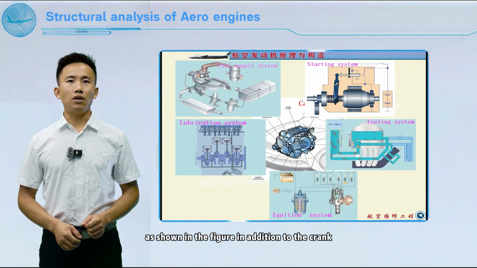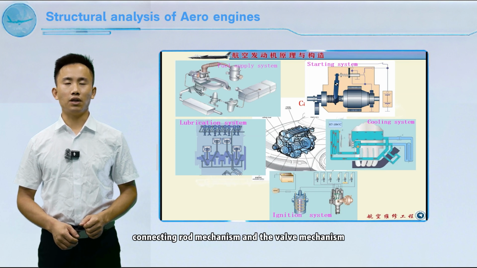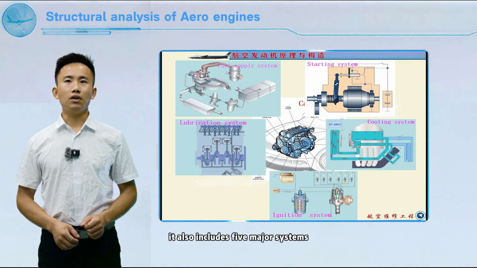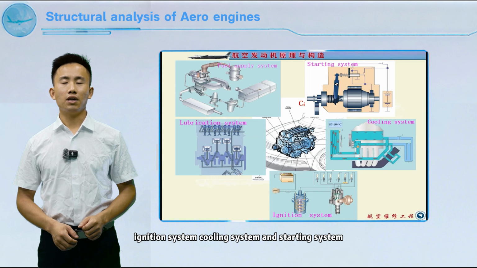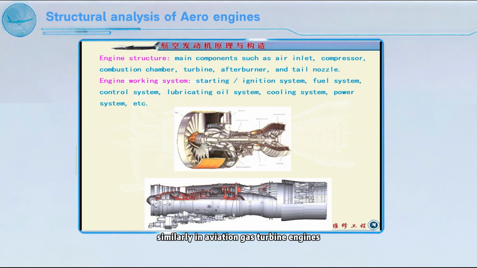As shown in the figure, in addition to the crank connecting rod mechanism and the valve mechanism, it also includes 5 major systems, namely the fuel supply system, lubrication system, ignition system, cooling system, and starting system. Similarly, in aviation gas turbine engines, in addition to the main components we have learned before, such as the compressor, combustion chamber, turbine, tail nozzle, etc., it also contains many working systems to ensure the normal operation of the engine, such as the fuel control system, lubricating oil system, starting system, etc.